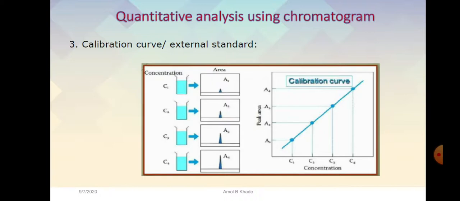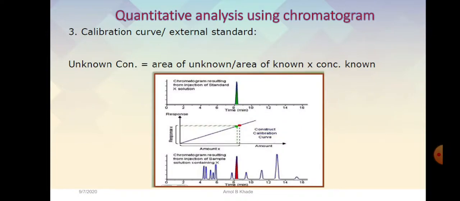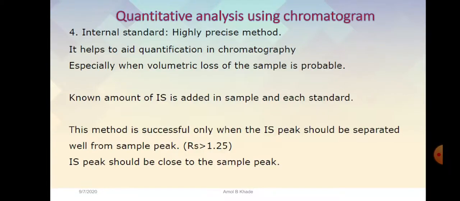Inject that and you will get a peak. Measure the area under the peak, take it on the y-axis, and then you can intercept it and you will get the concentration of your unknown. So this is a very simple and useful method, called the external standard method or calibration curve method. Another formula you can use is area of unknown divided by area of known, multiplied by known concentration. That is also possible.